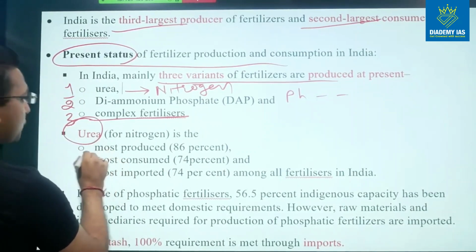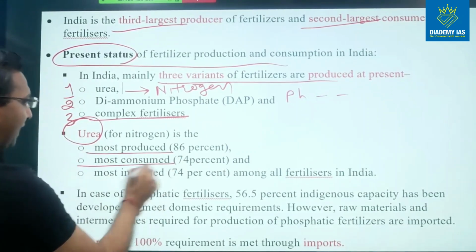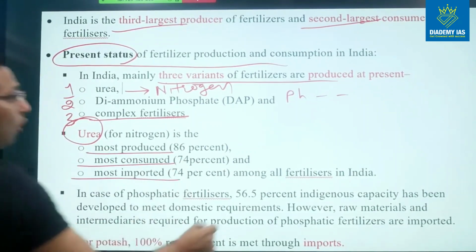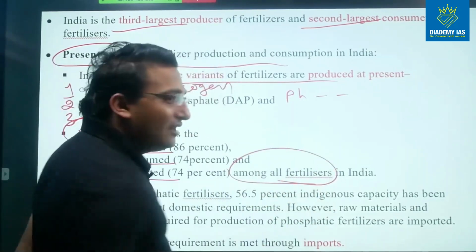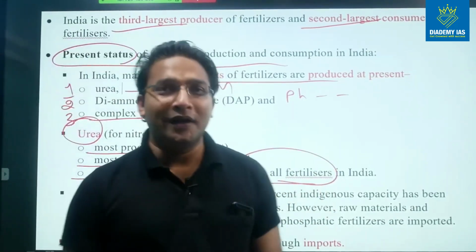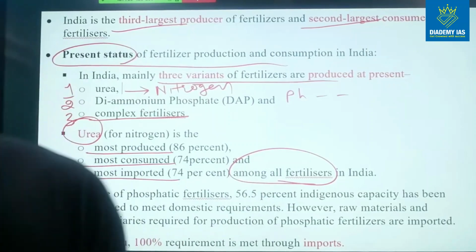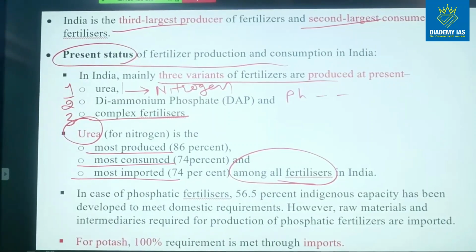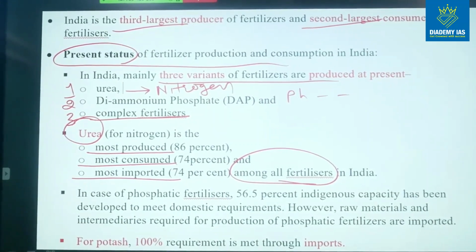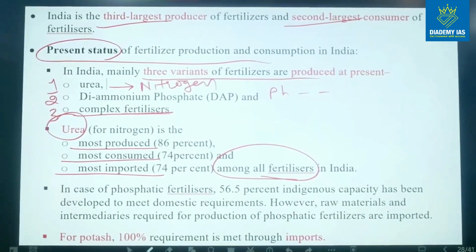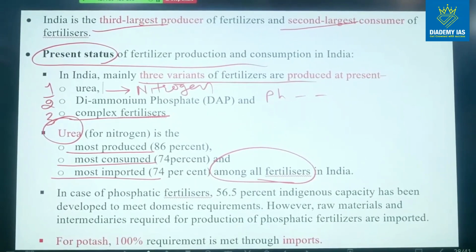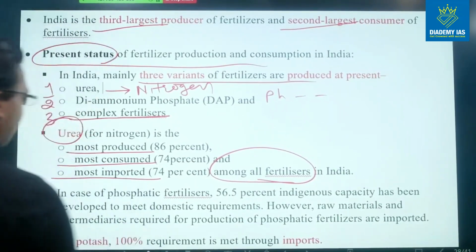this urea is the most produced, most consumed and most imported among all the fertilizers in India. तो इंडिया में जितने भी टोटल फर्टिलाइजर हैं उसमें सबसे ज़्यादा प्रोडक्शन भी यूरिया की होती है, सबसे ज़्यादा कंजम्पशन भी यूरिया का होता है और सबसे ज़्यादा इंपोर्ट भी यूरिया का होता है ना. तो this urea is the king of all the fertilizers in India in all the terms.